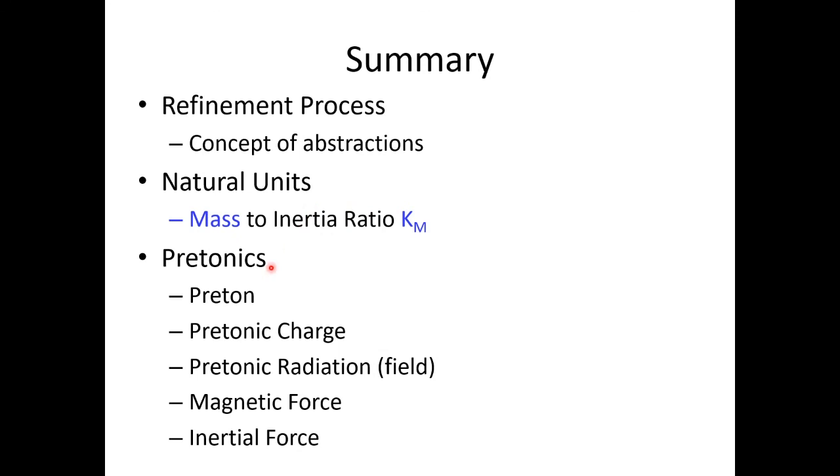We talked about Pretonics. We gave an abstraction for the Preton, the Pretonic charge. We talked about Pretonic radiation, which we also call a field. And we talked about the magnetic force, which we will sometimes still call the magnetic field. And we talked about the inertial force, which we will also still call the magnetic field. I'm sorry, but this field thing has gotten too ambiguous, so it's going to be used poorly all throughout this until I can learn not to use it poorly. I think we should just get rid of the concept of the field. But unfortunately, it's in too much of my literature right now, so take it with a grain of salt, or a grain of thought.